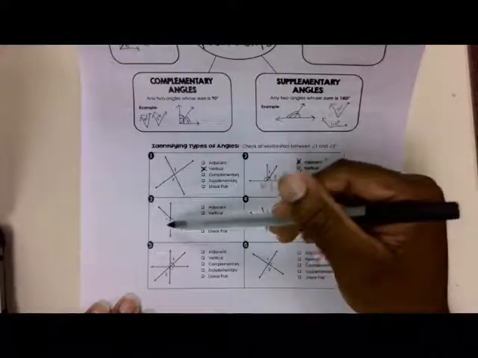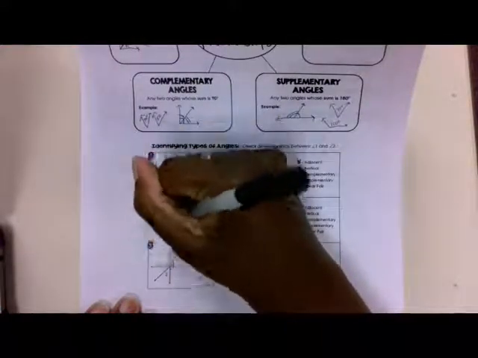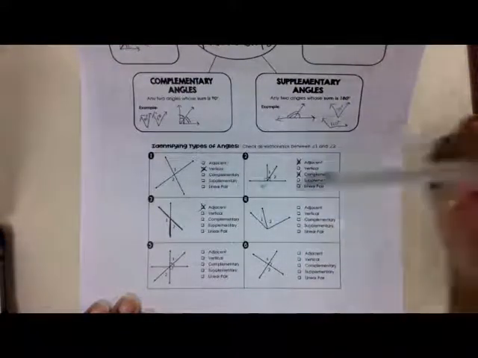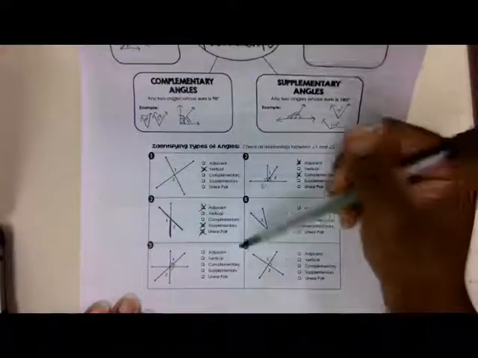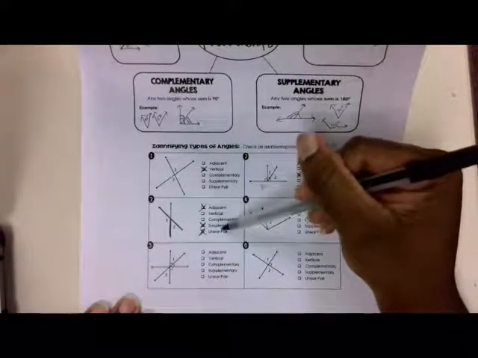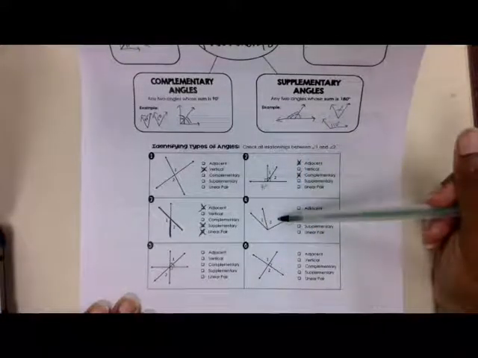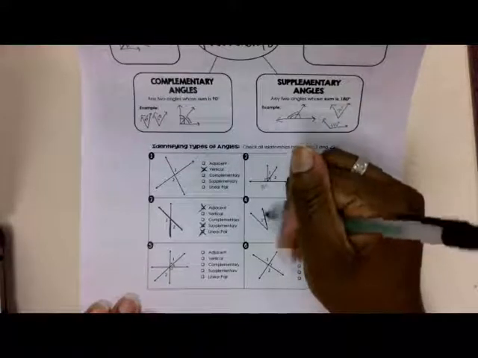Number 3. Angle 1 and angle 2 share this line. If I share a wall, I'm adjacent. Not only are they adjacent, they're also supplementary. And if they're adjacent and supplementary, then they're also a linear pair. So if you have 2 angles that are adjacent and they're also supplementary, then that means they're a linear pair. Number 4. Angle 1 and angle 2. They're next to each other. They share a wall, so they're adjacent. And that's it.